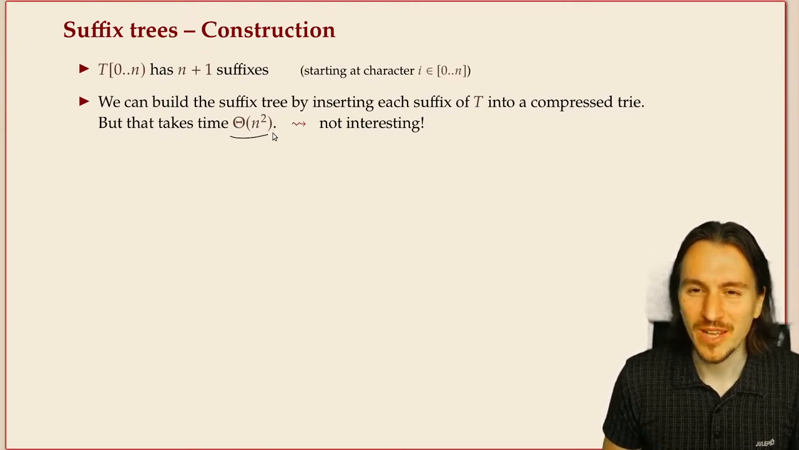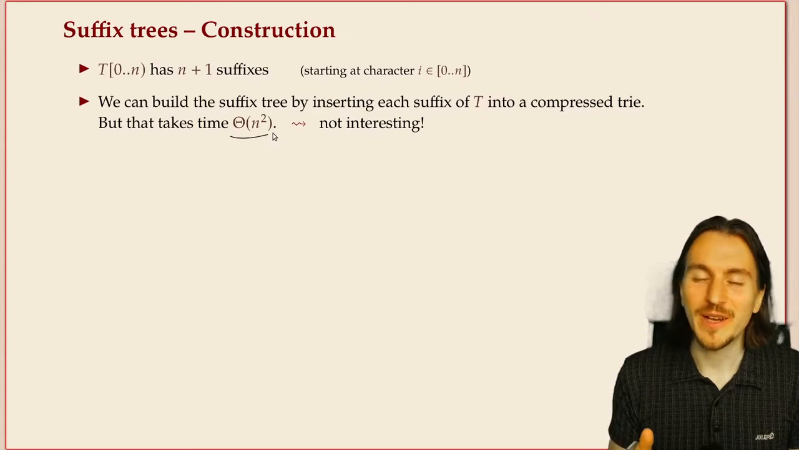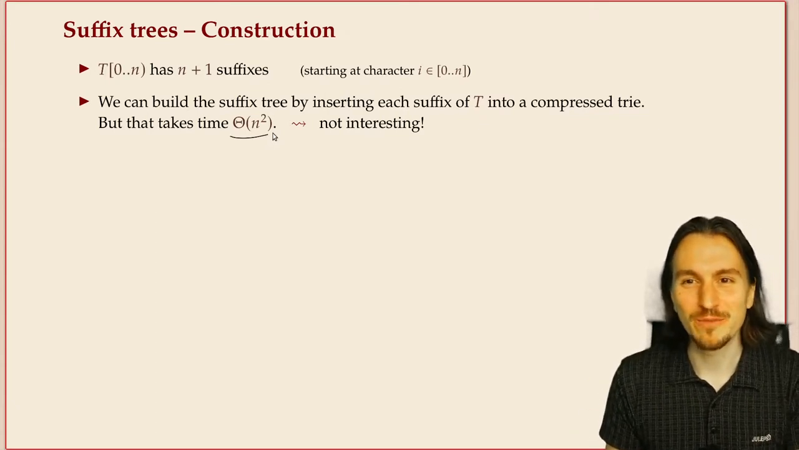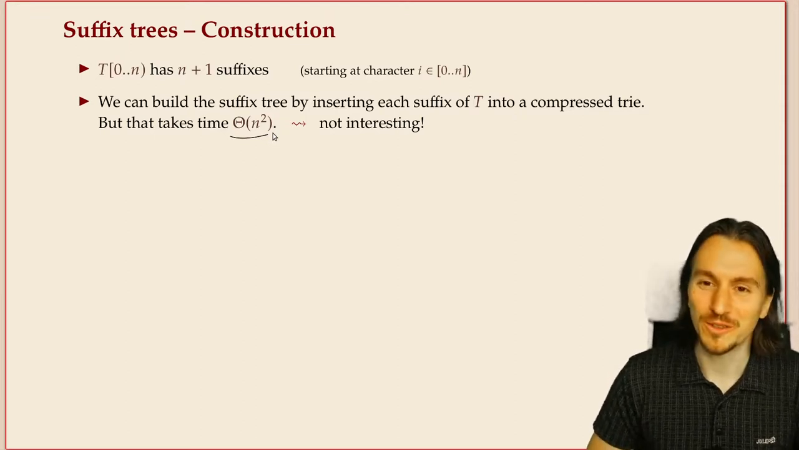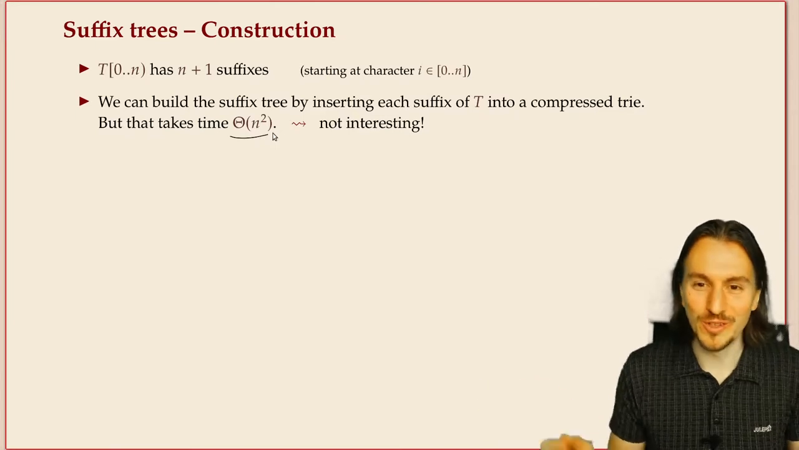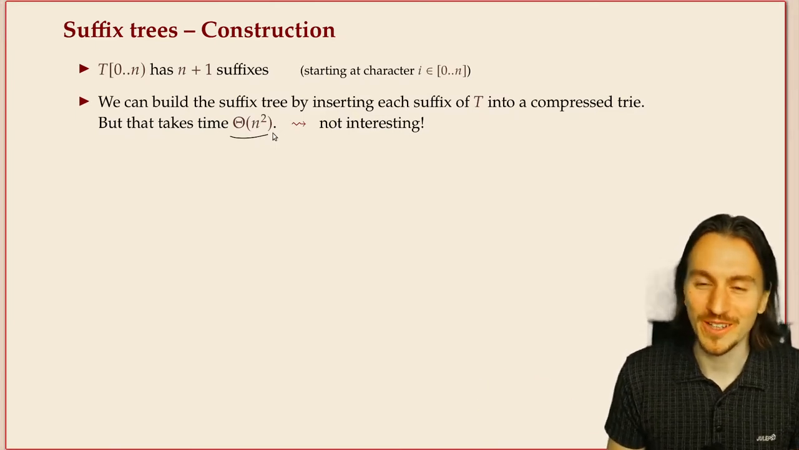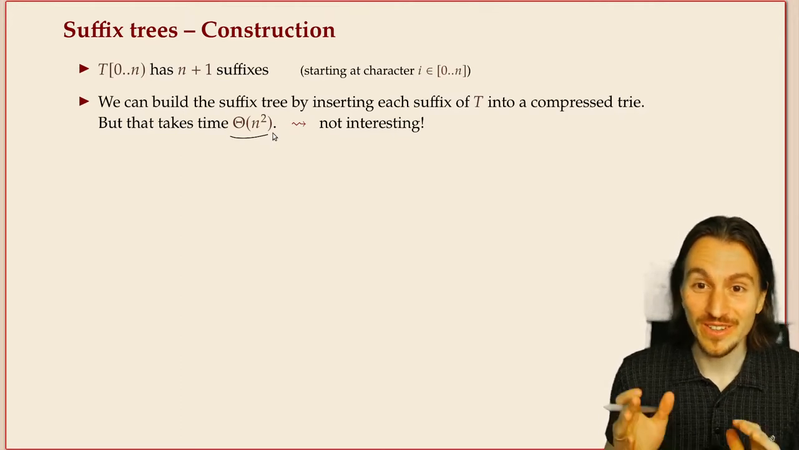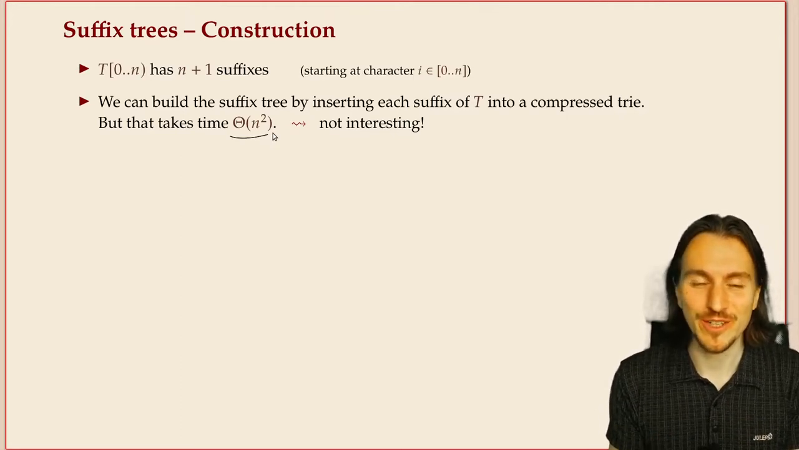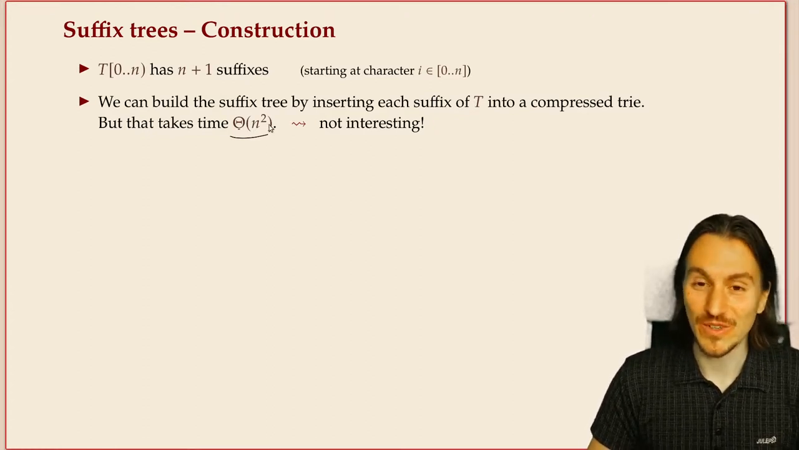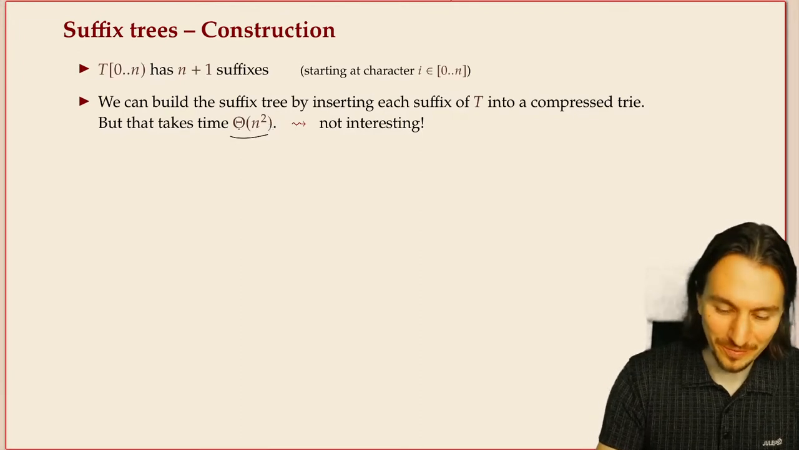In quadratic time, you can do a lot of string problems already. Some are not even obvious how to do in quadratic time, but many are. This is not interesting. If your string is the whole human genome, you cannot afford quadratic time. It just won't finish. So the suffix tree by itself, the definition is very simple and not magic at all. But the straightforward way to construct it doesn't help. Then it's not really useful.